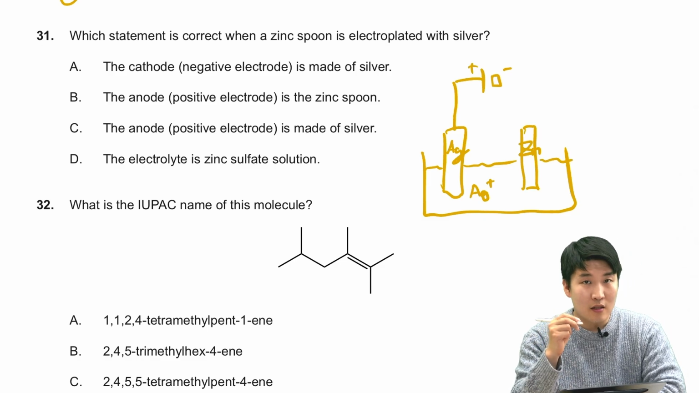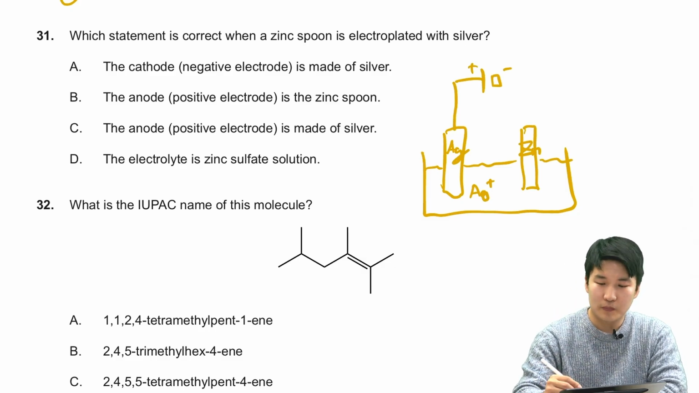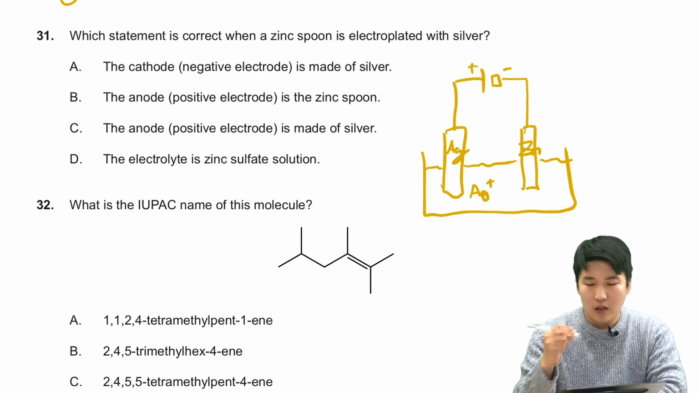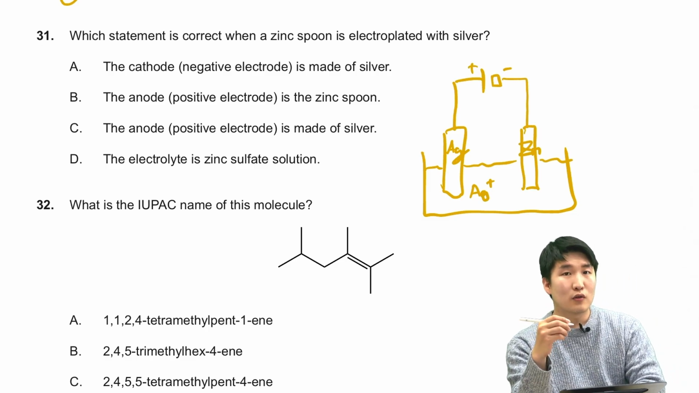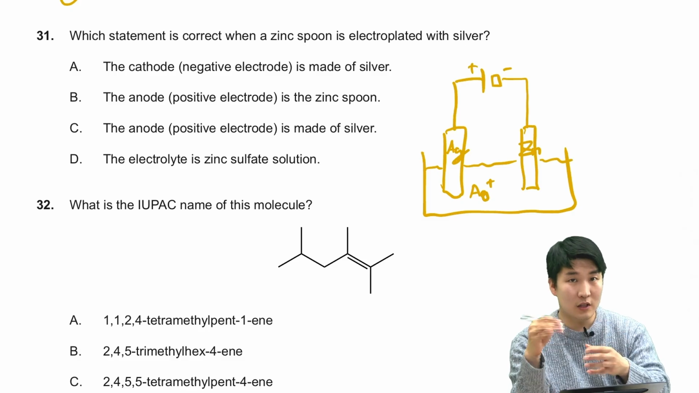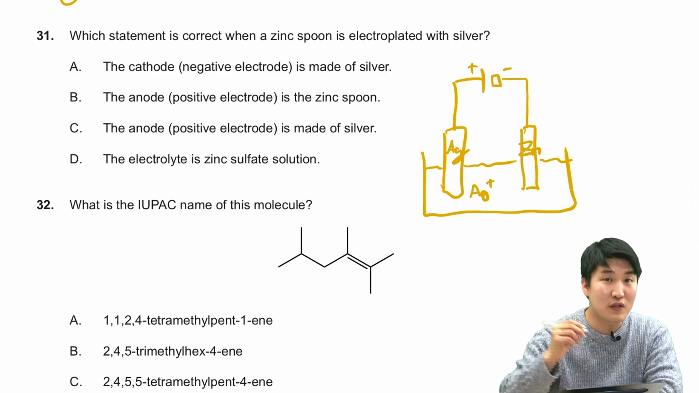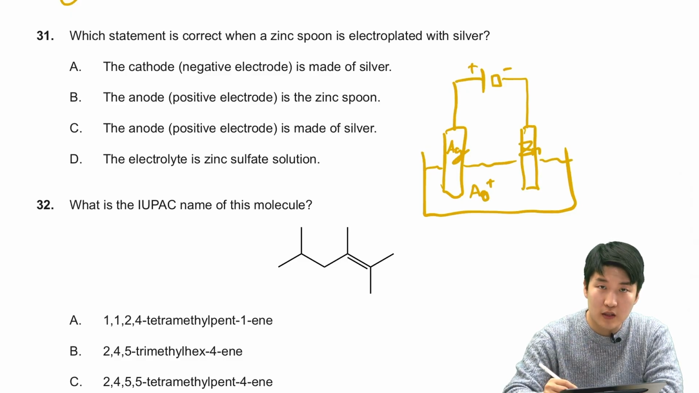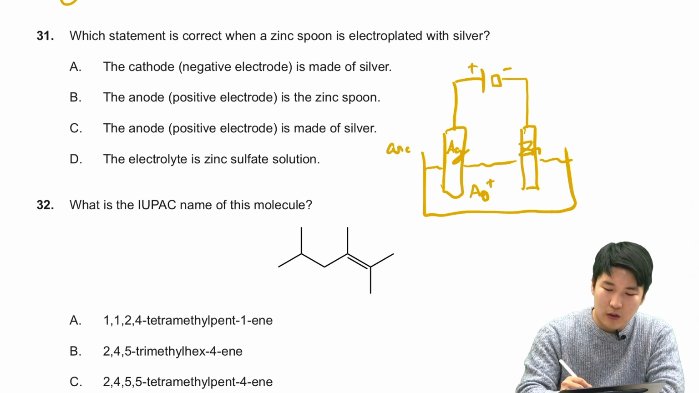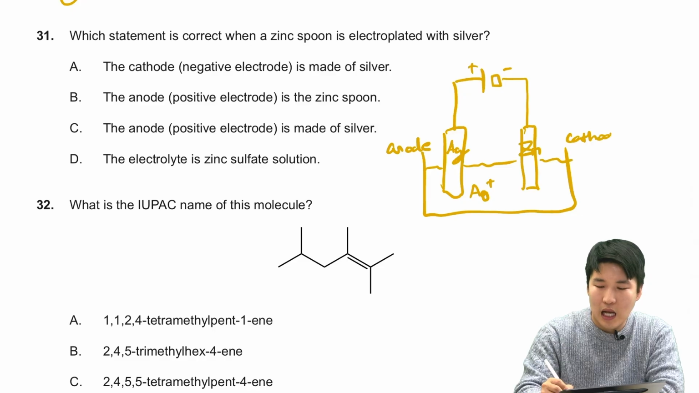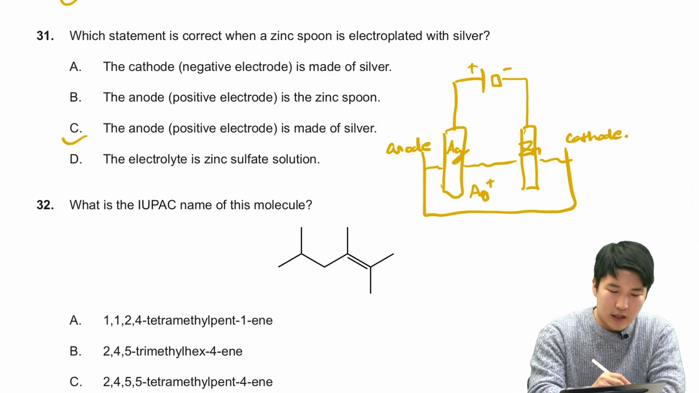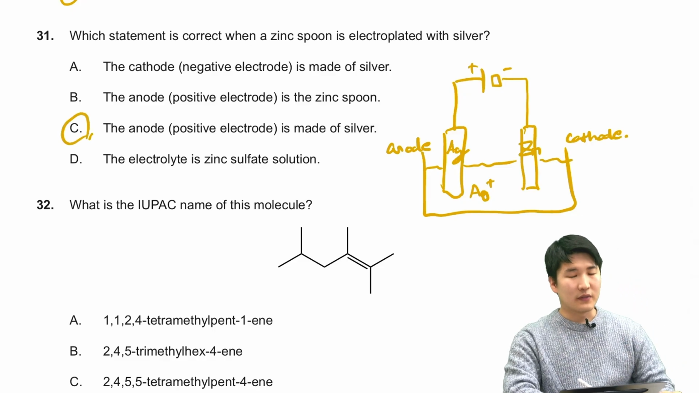Once silver plus ion, Ag+ ion, arrives at the cathode, it will be reduced to silver metal solid that becomes deposited as a layer of silver on the object zinc cathode. Anode would be our silver, cathode our zinc. C, anode is made of silver.